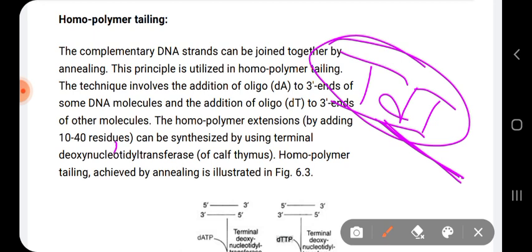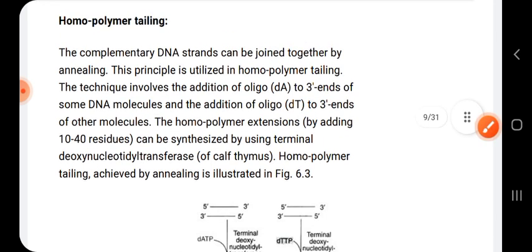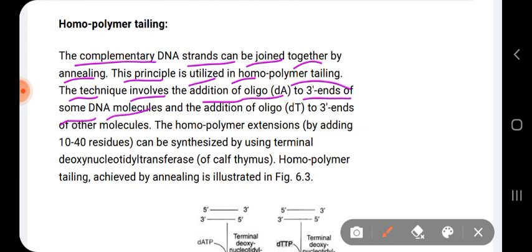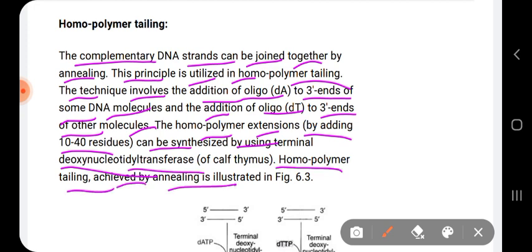Okay, so what is written here? The complementary DNA strands can be joined together by annealing, and this principle is utilized in homopolymer tailing. This technique involves addition of oligo dA to the 3' ends of some DNA molecules and addition of oligo dT to the 3' ends of other molecules. The homopolymer extension, by adding 10 to 40 residues, can be synthesized using terminal deoxynucleotide transferase. Homopolymer tailing achieved by annealing is illustrated in this figure.